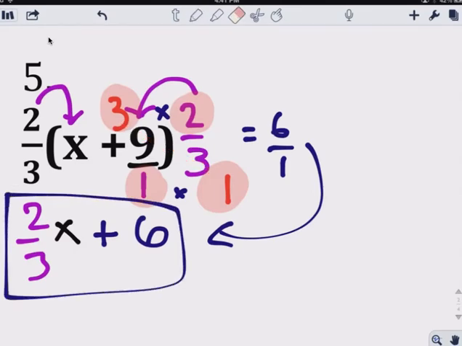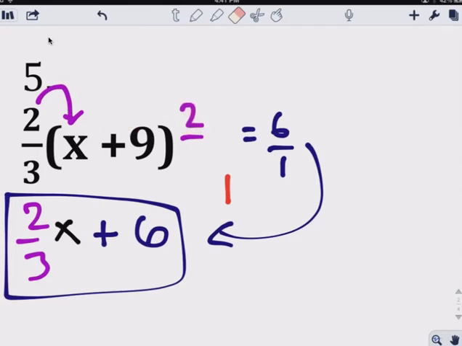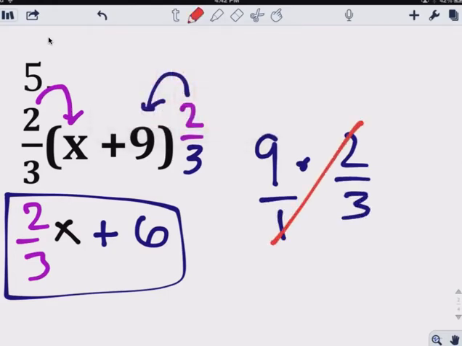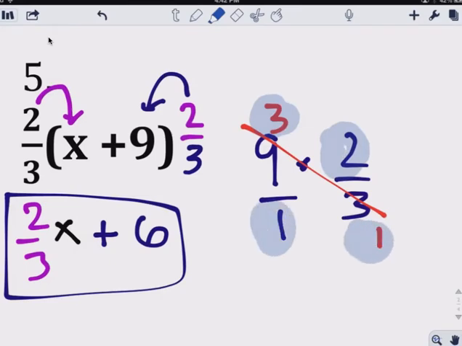What I mean by that is, if this is confusing to you, do this work on the side. 9 times 2 over 3, 9 is over 1. Cancel, no, you can't change it. Cancel, yes, you can. Divide by 3, 3 into 3 is 1, 3 into 9 is 3. So we use 3 and 2 and 1. And then you multiply these 2, you get 6. This 1, you get 1, or 6 over 1, which is 6 right there.